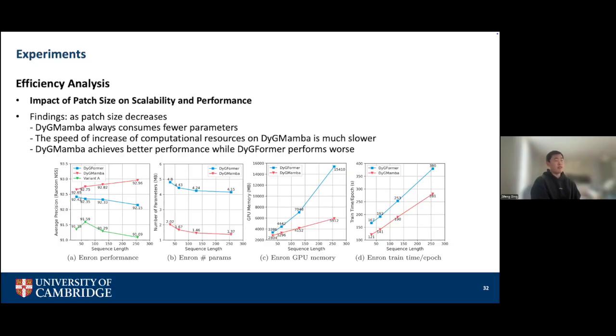We also have findings that as the patch size decreases, DyGMamba always consumes fewer parameters, and the speed of increase of computational resources, for example, on GPU memory and per epoch training time, is much slower on DyGMamba. And our model can also achieve better performance while DyGFormer performs worse, which is quite weird.